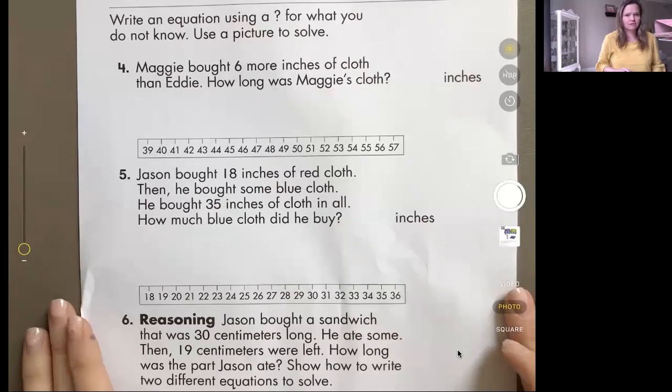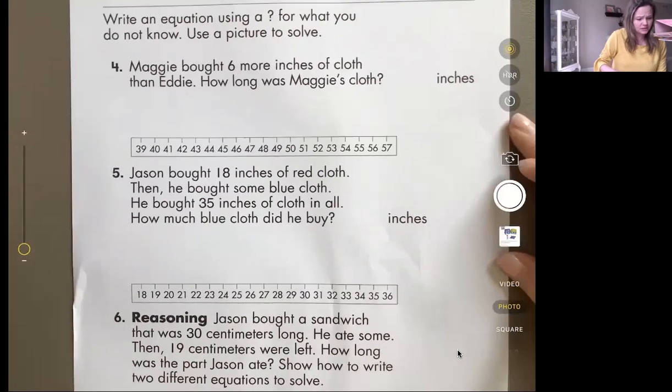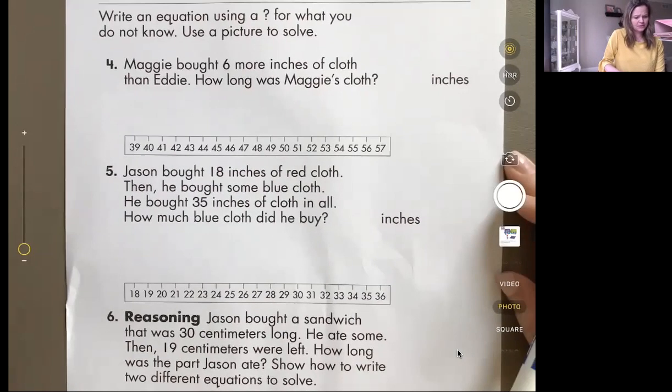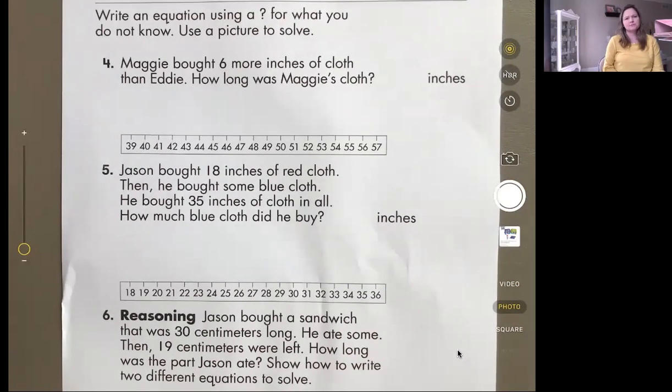Okay, so our directions here are: write an equation using a question mark for what you do not know. Use a picture to solve. Okay, so let's look at number 4. Maggie bought 6 more inches of cloth than Eddie. How long was Maggie's cloth?